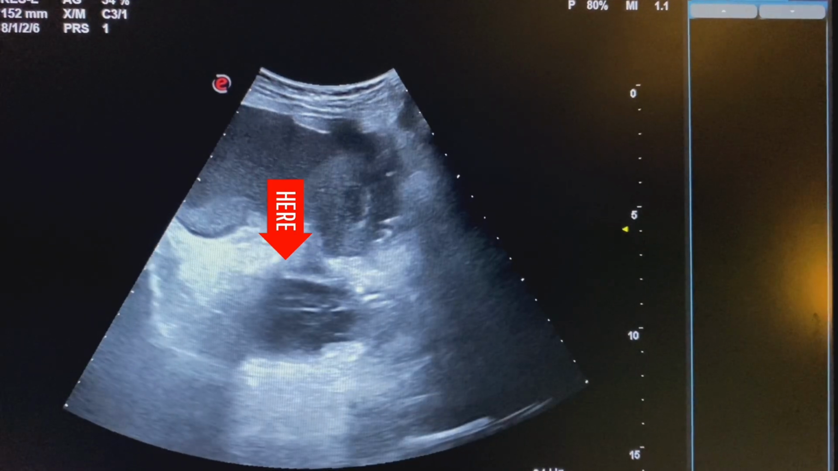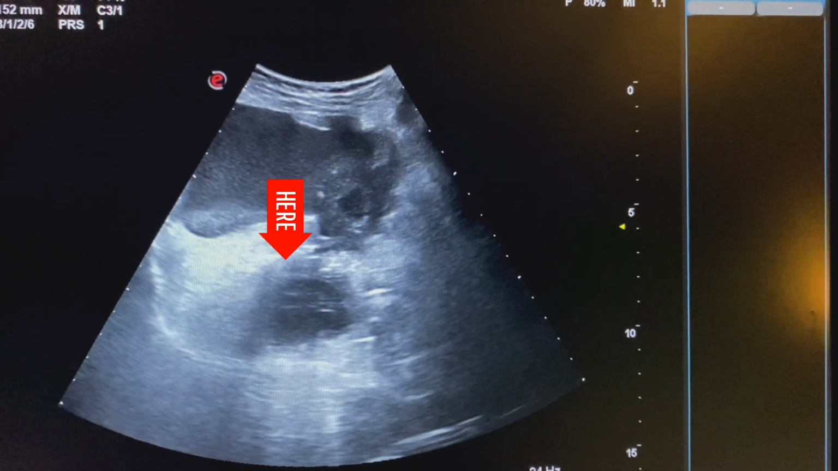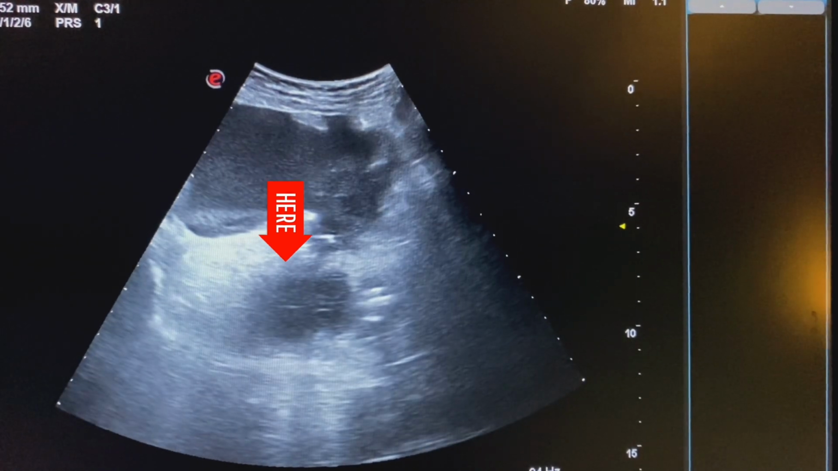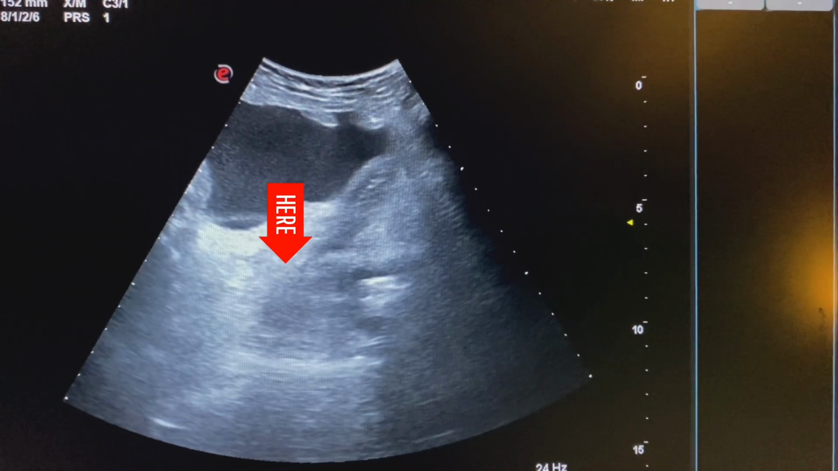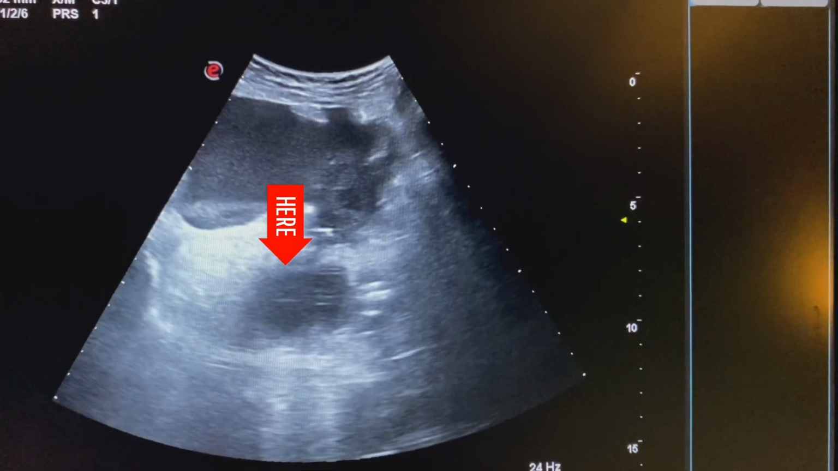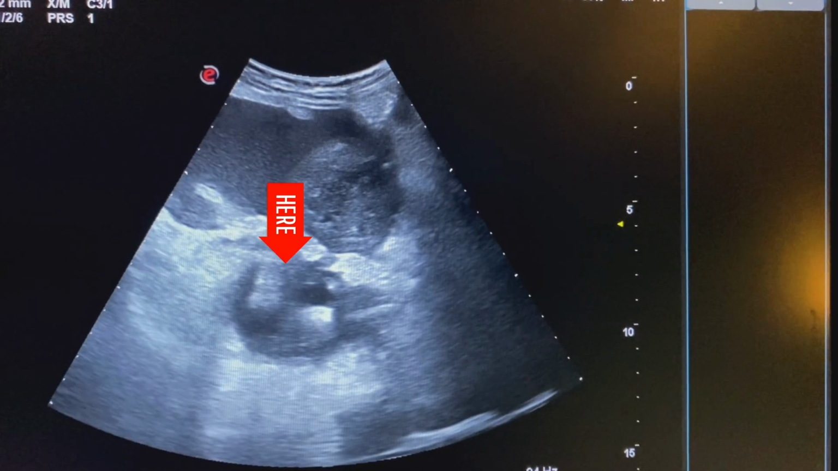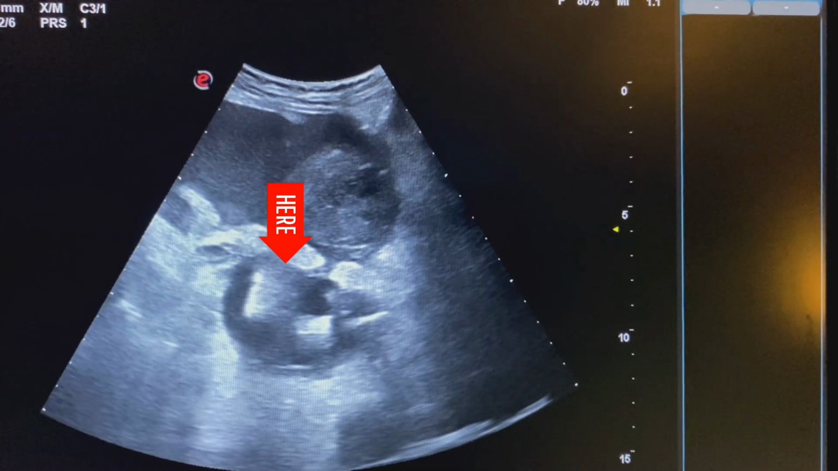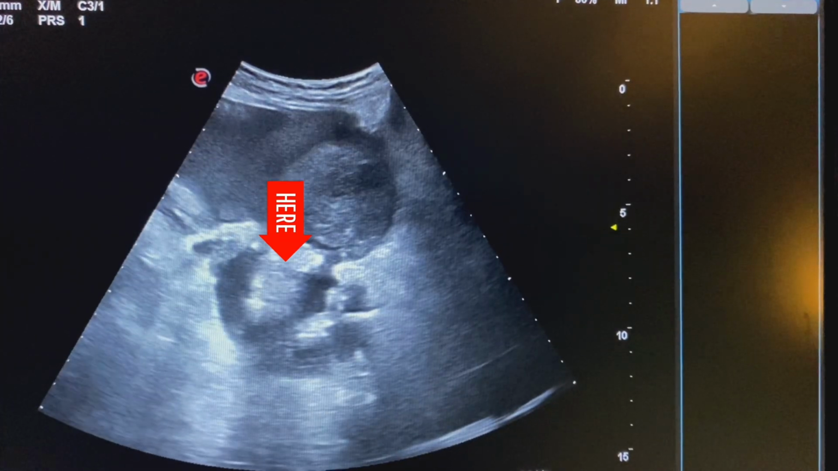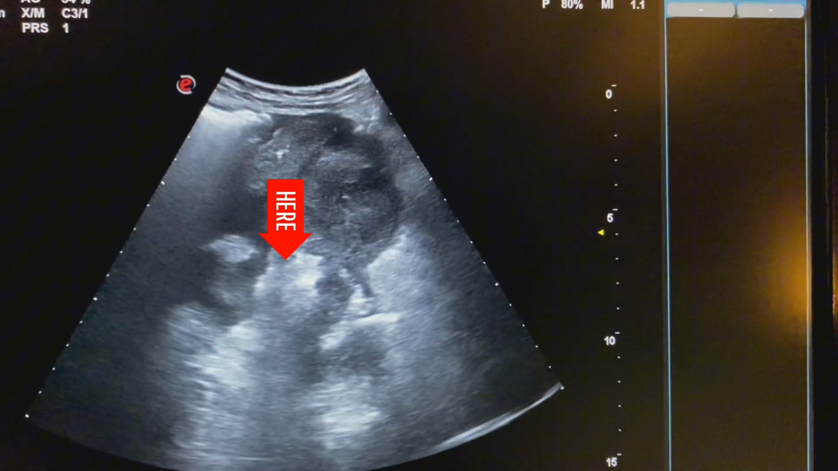There is suspicion of an ovarian mass in the right adnexa. Posterior to the mass, we also see a heterogeneous collection with echogenic debris.